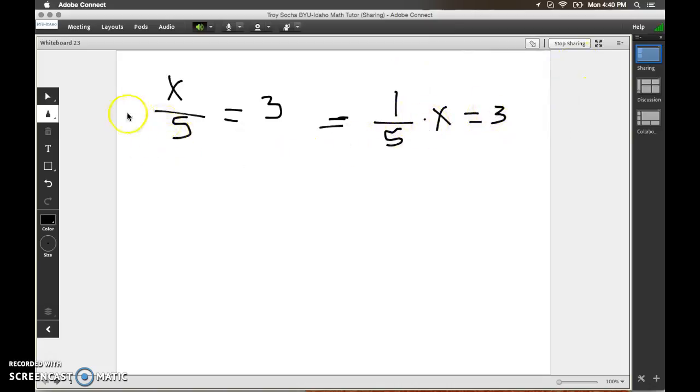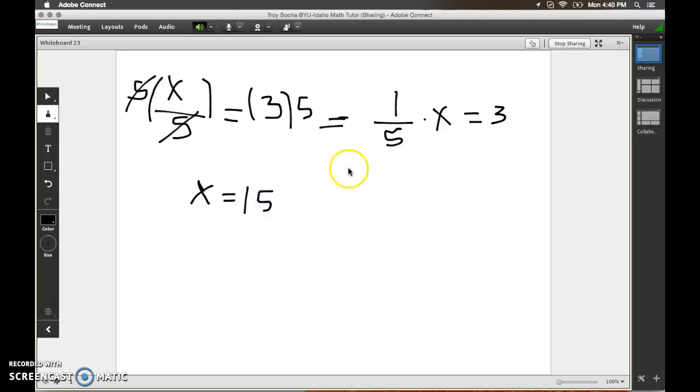In this one, it's easy to see. If we have a division problem, we multiply by 5. Those cancel out. But whatever we do to one side, we have to do to the other side. So we're going to multiply that side by 5. That gives us x equals 15.